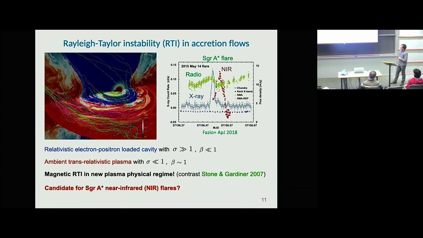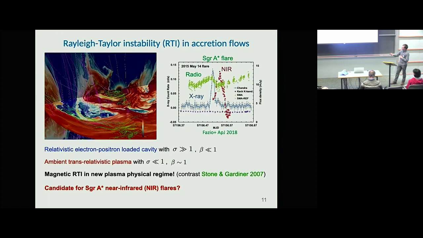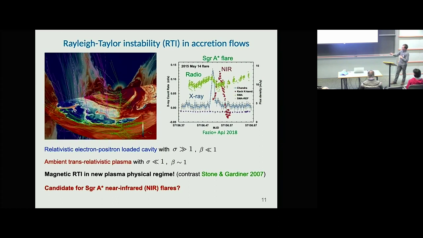So now let's come back to this Rayleigh-Taylor instability problem. Here's the same animation that I showed earlier, and I'm just going to play it again to show what I mean. There's this cavity near the black hole. You see these fingers forming at the interface, and this is very clearly a Rayleigh-Taylor finger, which has been studied for many years in the fluid context. But this is an unusual regime because we have a cavity which is very high magnetization. We have ambient flow which is trans-relativistic. We have to do it in the kinetic framework to understand the dissipation. So it's a completely new regime.